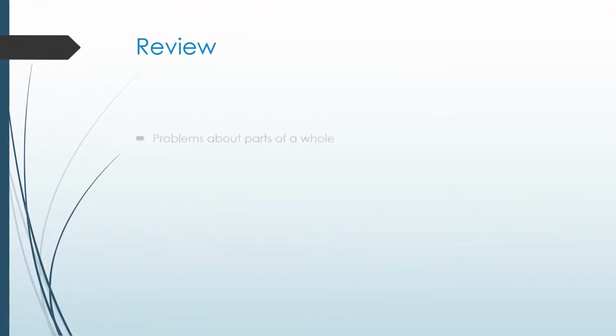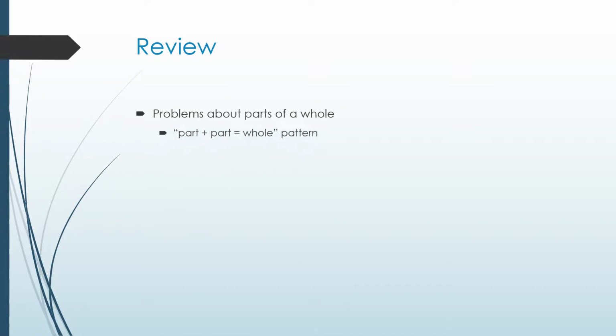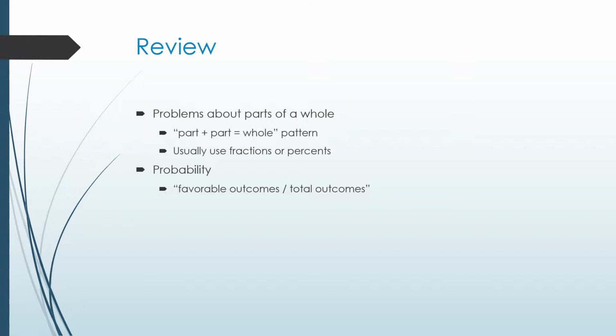Some review from last time. We talked about problems that deal with parts of a whole, the part plus part equals whole pattern. Usually we use fractions or percents in these problems. And we also talked about probability, which is a fraction where you have favorable outcomes, whatever they're asking for, over total outcomes, which is everything that could possibly happen. We always write probability as a fraction.